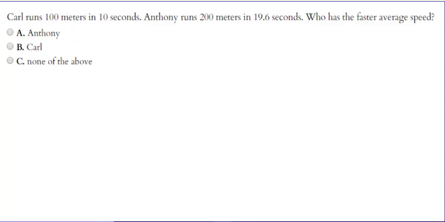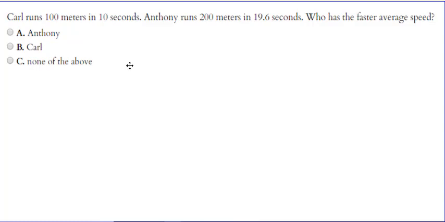In this problem, we're looking at slope or a rate, and it's going to be a comparison of ratios. So Carl runs 100 meters in 10 seconds, and Anthony runs 200 meters in 19.6 seconds. Who has the fastest average speed?